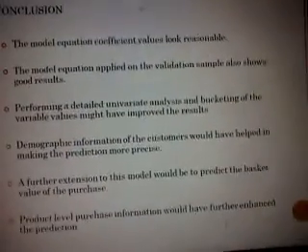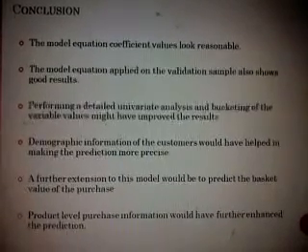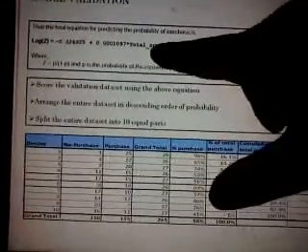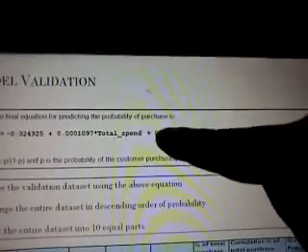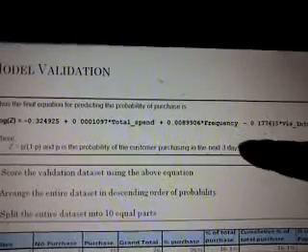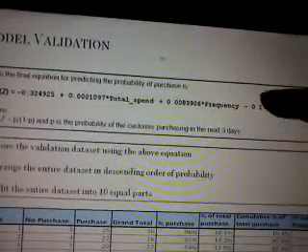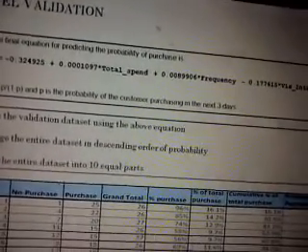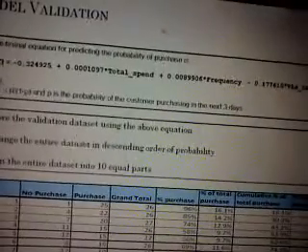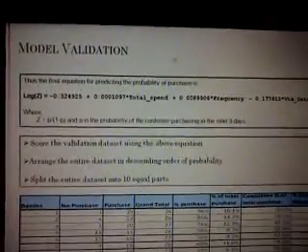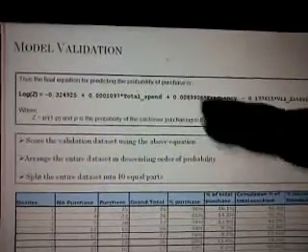So concluding our model, the model equation and the coefficients which we get are pretty intuitive. As we can see from our previous slide, as the total spend increases, the probability of purchase also increases, which is pretty logical. Also, if the frequency of customer visits increases, the probability of purchase also increases. However, if the interval between visits increases, that is, if there are a lot of days between two purchases for a particular customer, then the probability of purchase decreases.